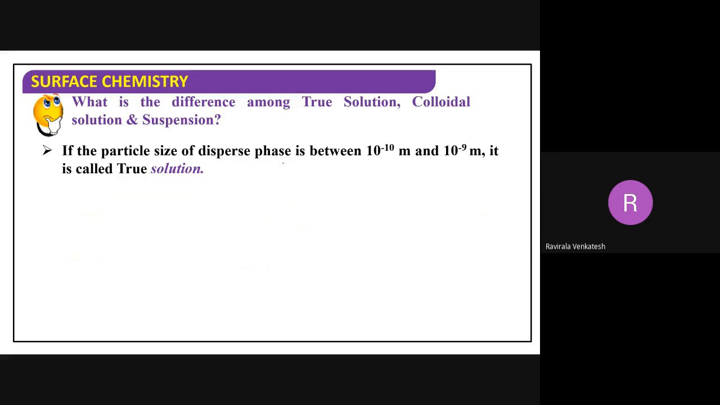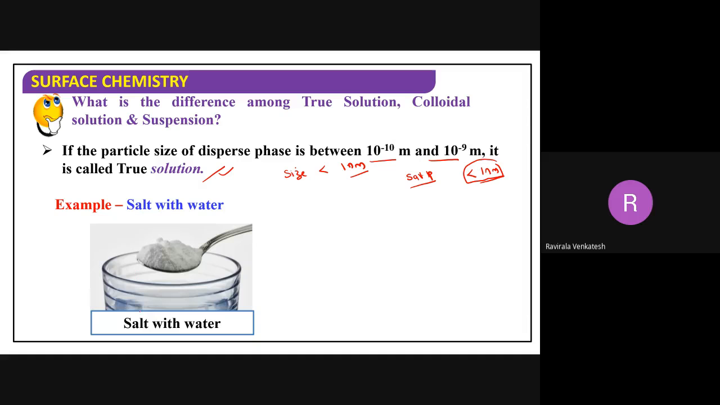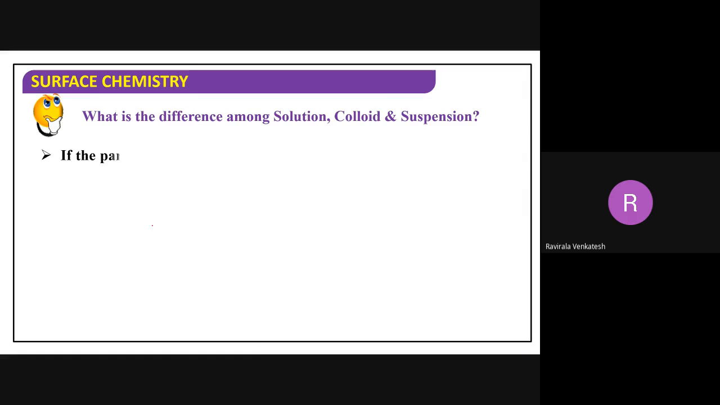First, see what happens whenever the size is less than 1 nanometer. That means the size of the dispersed particle is between 10 to the power of minus 10 and lower, lesser than 1 nanometer. Then this is called a true solution. For example, salt solution, in which the particle size is less than 1 nanometer. Therefore, they are called true solutions. This is an example: salt with water.